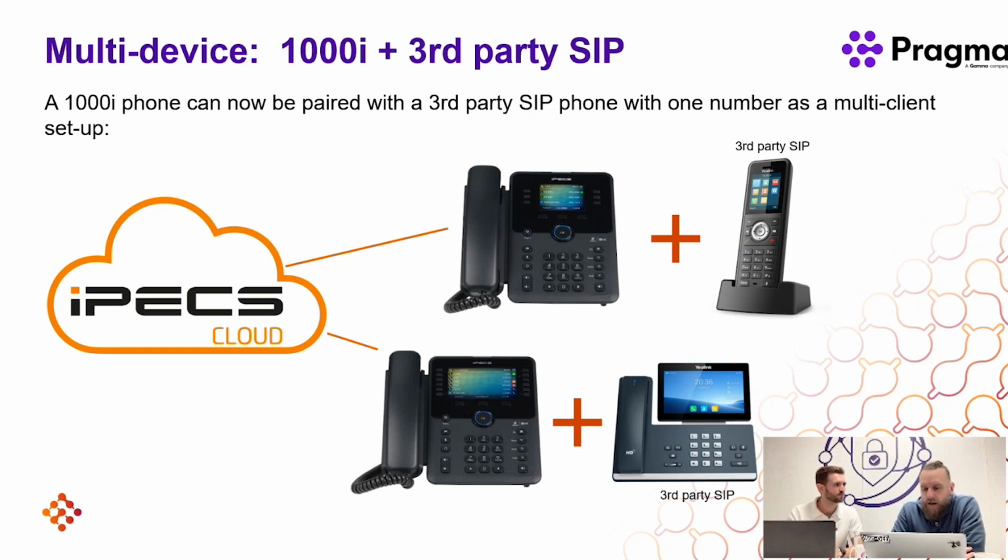So the first bit, we've got some core features to cover first, beginning with some multi-device stuff, Andy. Yeah. Obviously, everybody can see from the image on the screen what we're talking about here: the ability to pair up a 1000i with a third-party SIP device. For me, certainly the most common application is the top image, where we've got a desk phone paired up with a DECT phone. If you think about a warehouse environment, Matt would have a phone on his desk, but then walking around, checking stock, getting things off the shelf, he's got a Yealink SIP device.